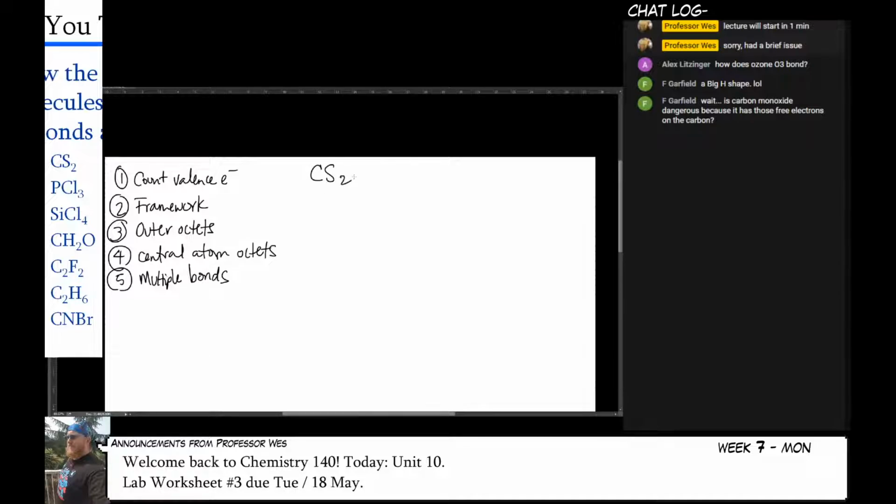All right, so we got CS2. Each carbon gives you 4. Each sulfur gives you 6, and there are 2 of them. So we'll add those together. And you're going to notice real quick that this is going to look a lot like CO2, because when I draw my framework here, and I go like that, so there's my framework.